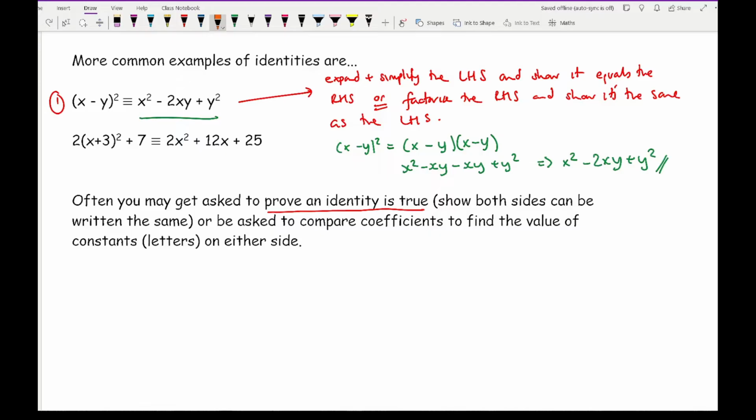So likewise with this next one here, I've got two lots of (x plus 3) squared, that's going to be x squared plus 6x plus 9, plus 7. So expanding those brackets out, I get that, which ultimately equals 2x squared plus 12x plus 25, which again is the same as that right hand side.